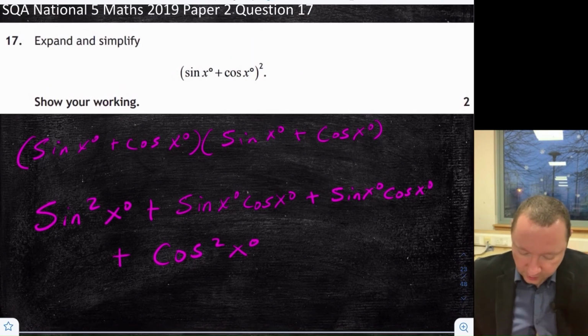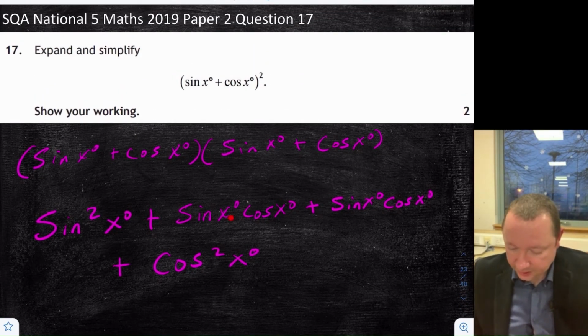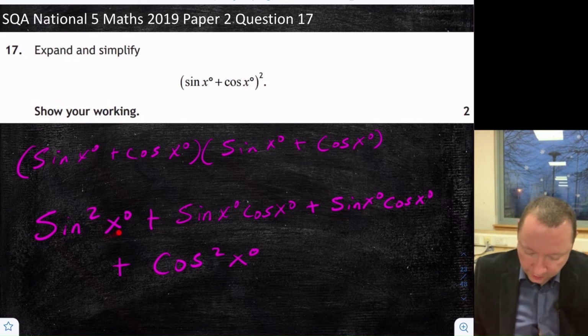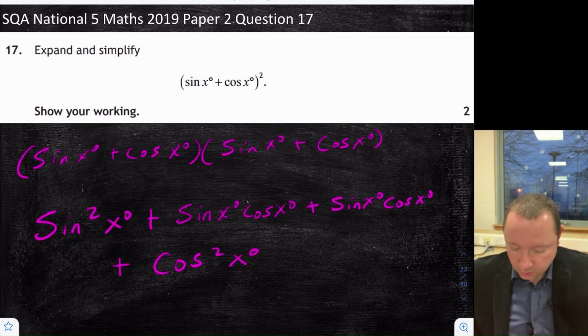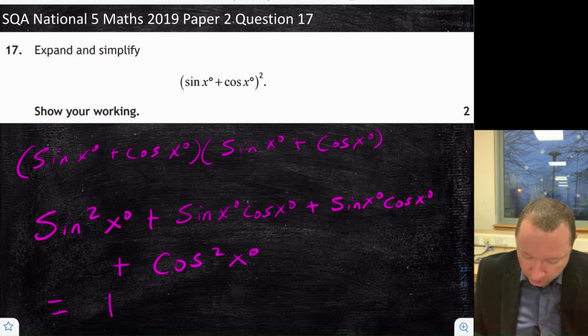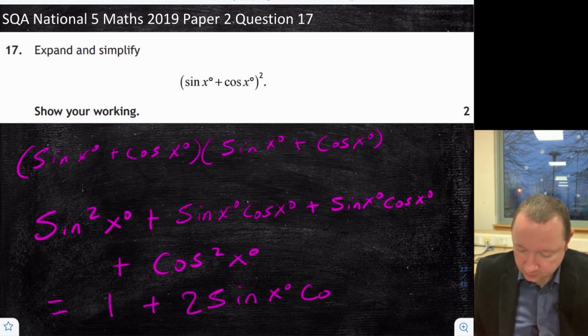So we need to tidy this up somehow. So we've got sin squared x plus sin x cos x plus sin x cos x. That's two lots of sin x cos x. But we've also got sin squared plus cos squared. If you remember our trig identity, sin squared plus cos squared equals 1. So that all simplifies to 1 plus 2 lots of sin x cos x for our final answer.